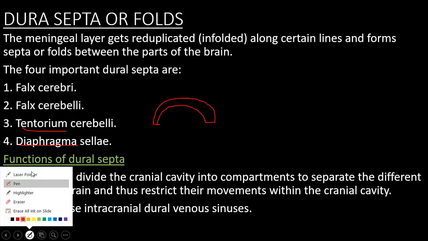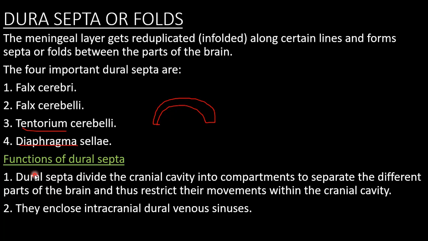Okay, so what are the functions of these dural septa? They usually divide the cranial cavity into compartments to separate the different parts of the brain. By doing so, they will restrict movements of the brain within the cranial cavity.